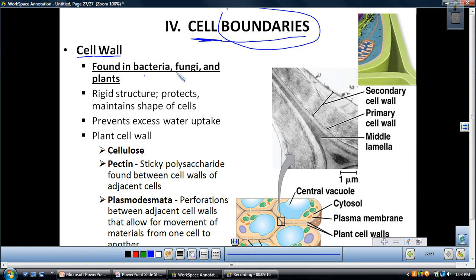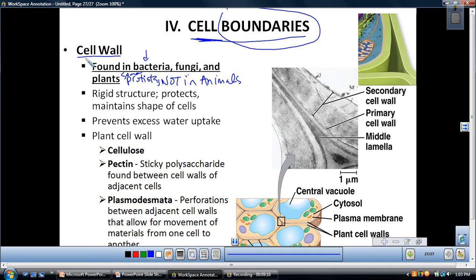Notice it's found in bacteria, fungi, and plants. It's also in some protists, but we'll put a little comma here, not in animals. So this is not applicable to us. This is applicable if you were a bacteria.